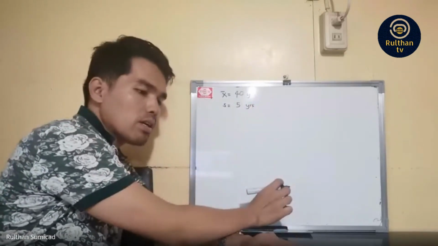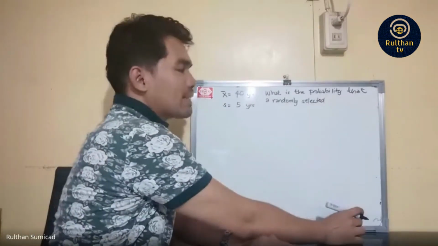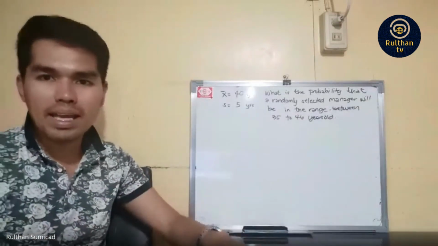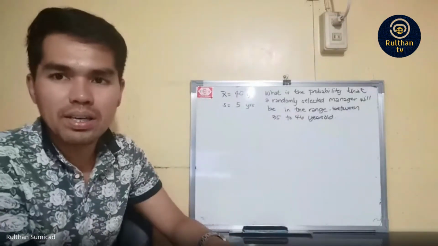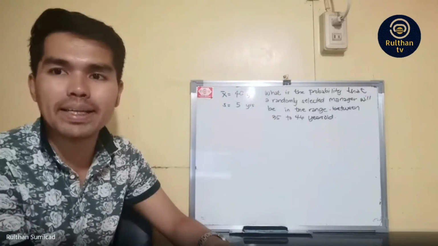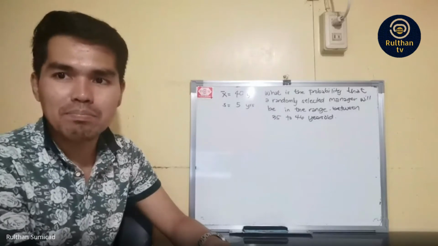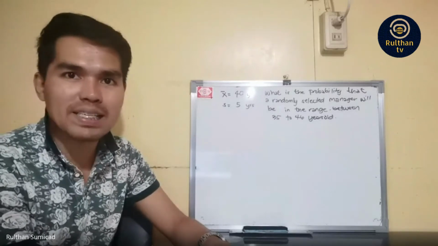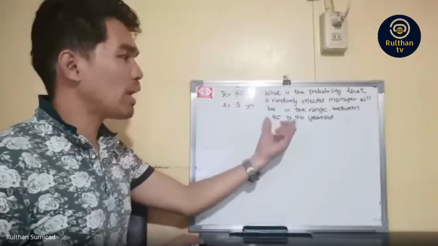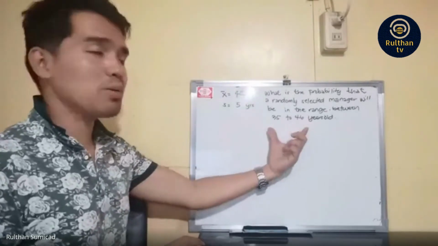Okay? The question is, what is randomly selected? The mean age of the bank managers is 40 years old with a standard deviation of 5 years old. What is the probability that a randomly selected manager will be in the range of between 35 to 46 years old? First, we will convert our two ages to z values so that we will know what we're looking for.